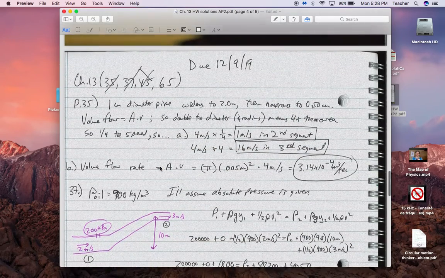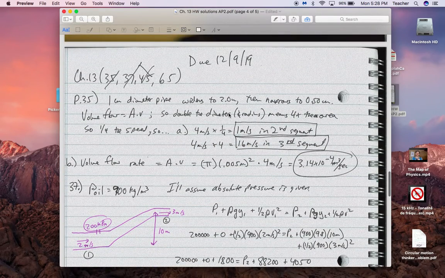Problem 35 says a 1 centimeter diameter pipe widens to 2 centimeters and then narrows to 0.5 centimeters. So you're basically asked to find the speed and the volume flow rate. Well, the volume flow rate is area times velocity. So I do pi r squared times the initial velocity, which is 4 meters per second, and I get pi times 10 to the negative 4th cubic meters per second.